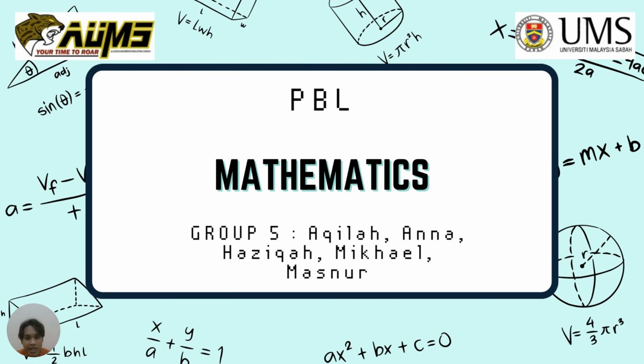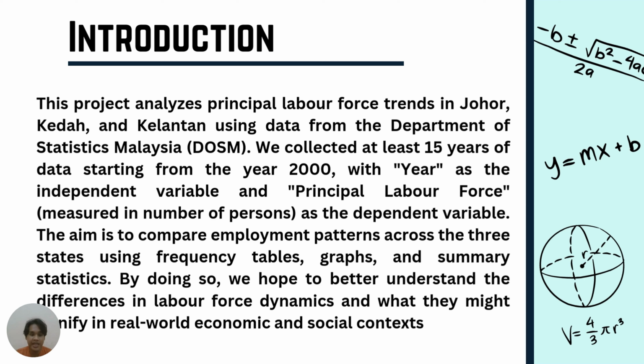So, for today's project, we are going to present our analysis on principal labor force trends in three states in Malaysia, which are Johor, Kedah, and Kelantan. Our data is obtained from the Department of Statistics Malaysia (DOSM), and from there we collected at least 15 years of data from 2000 onwards, with year being the independent variable and principal level, which means the number of persons, as the dependent variable.